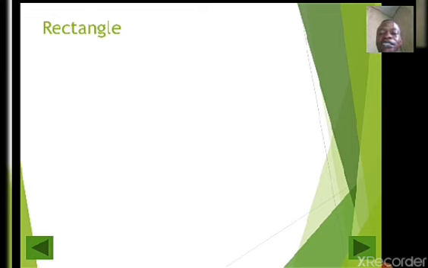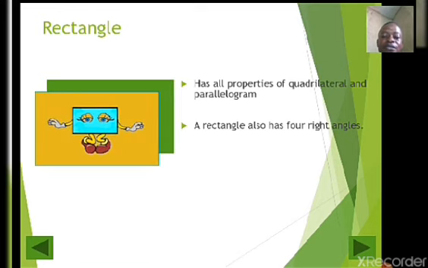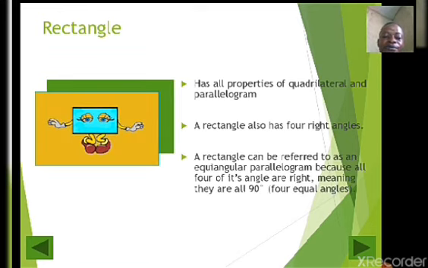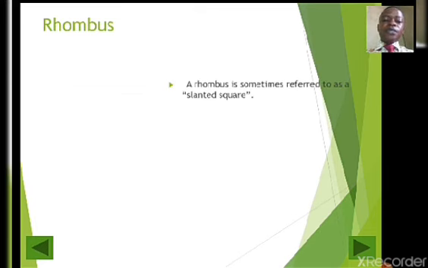Parallelogram has been considered. The next one is rectangle. A rectangle has all properties of a quadrilateral and parallelogram. A rectangle also has four right angles. So we can see from the diagram, a rectangle can be referred to as an equiangular parallelogram because all four of its angles are right, meaning they are all 90 degrees. Then we move on to rhombus.